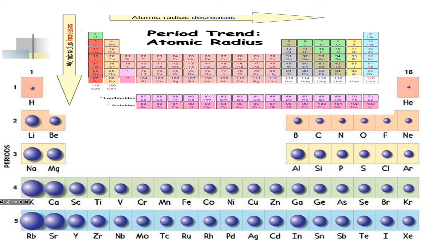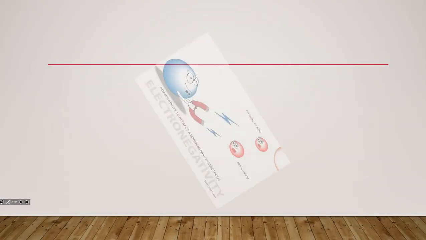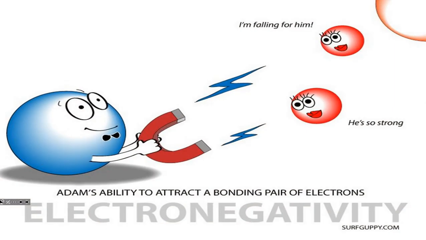So my smallest on the periodic table is helium. My largest is francium. Okay? So that is just atomic size. Everybody okay with that? Understand it? Okay, so now we're going to add into that what is electronegativity.